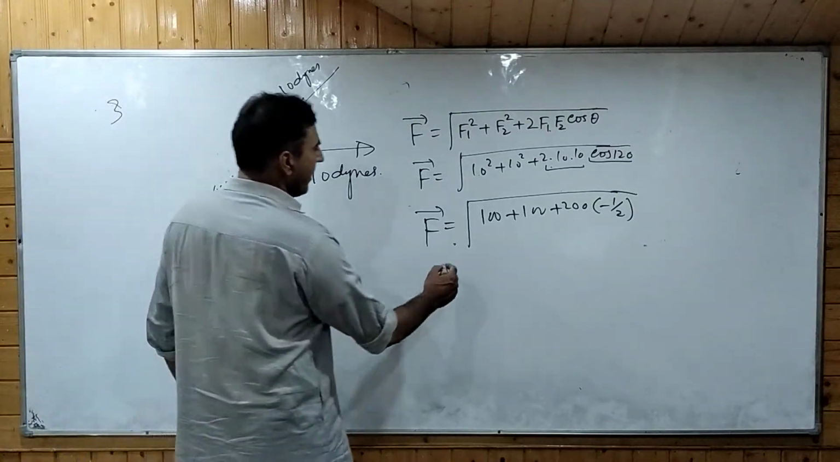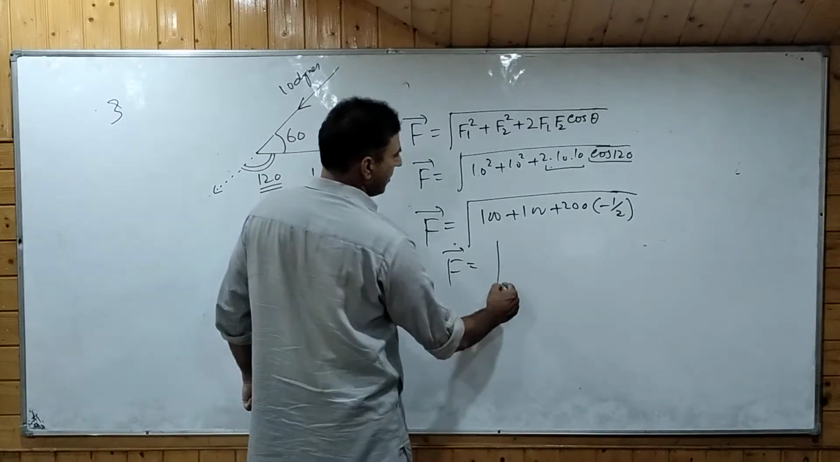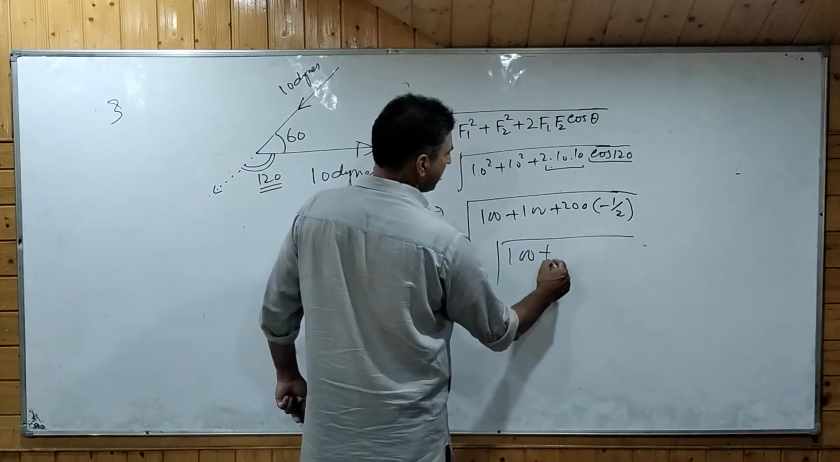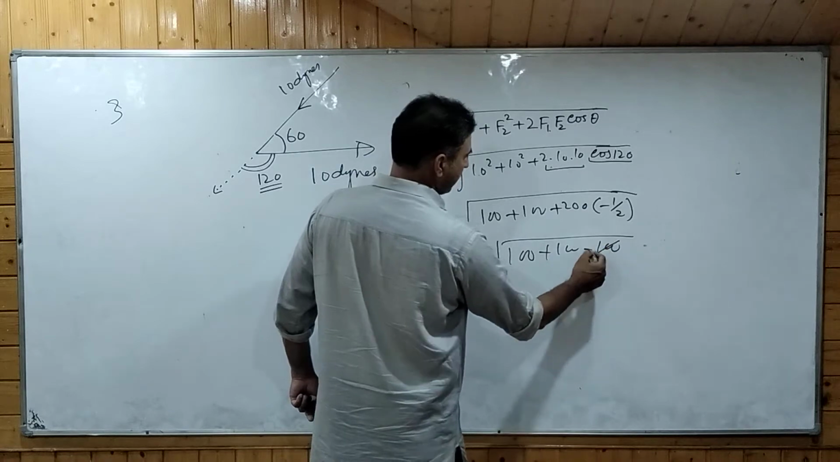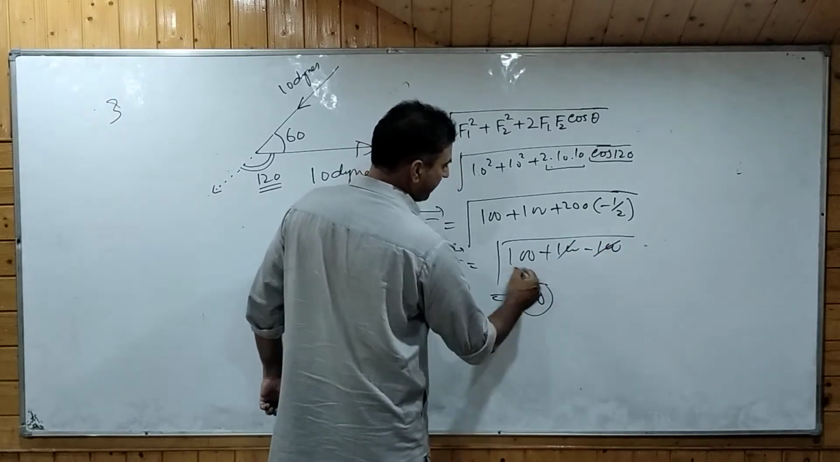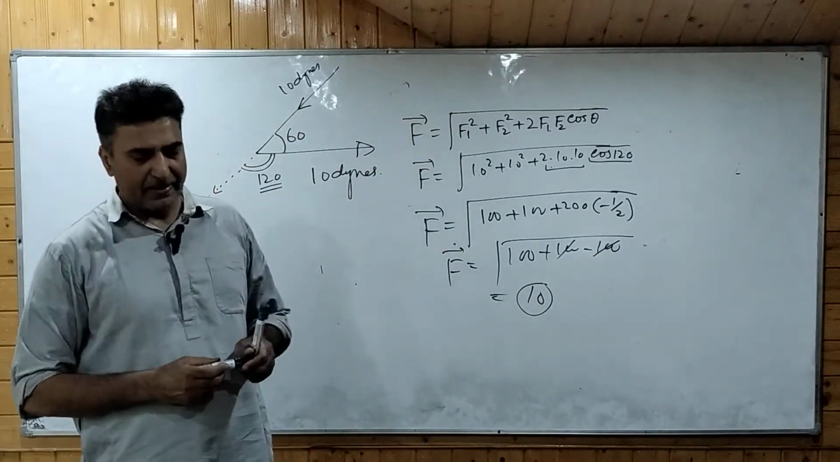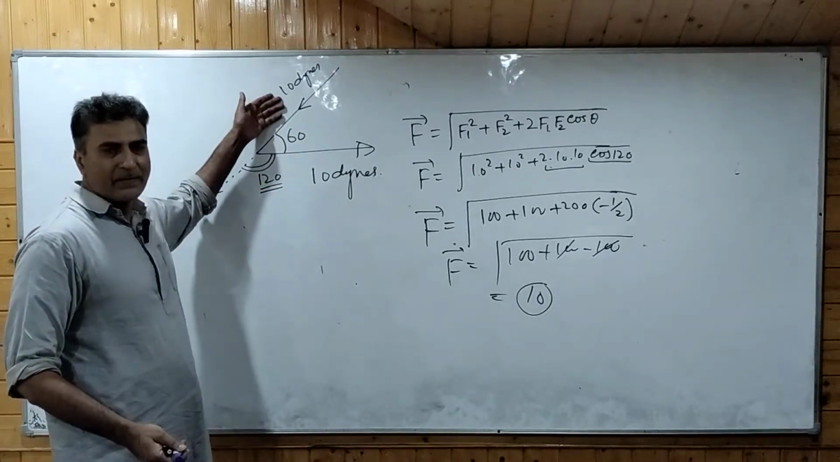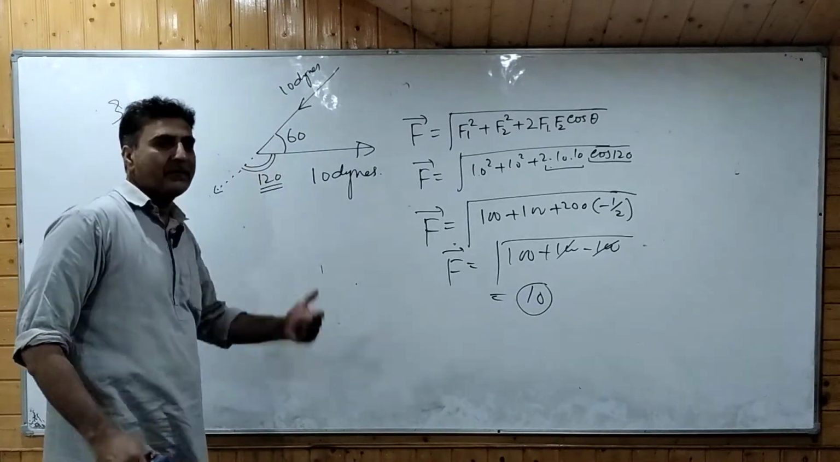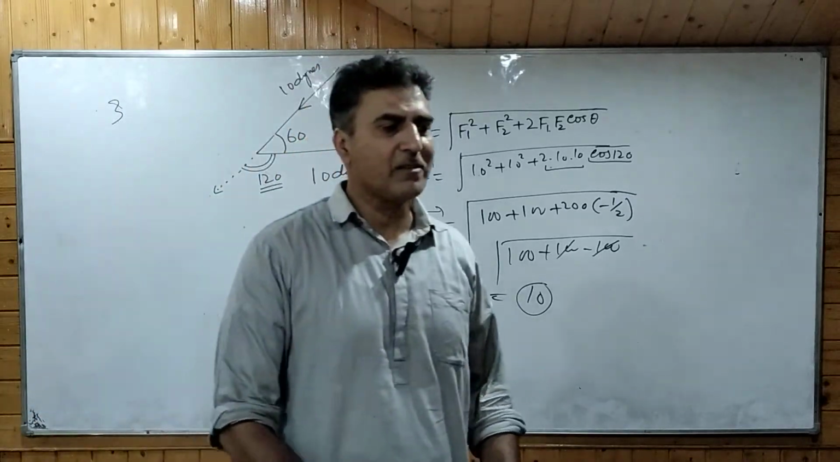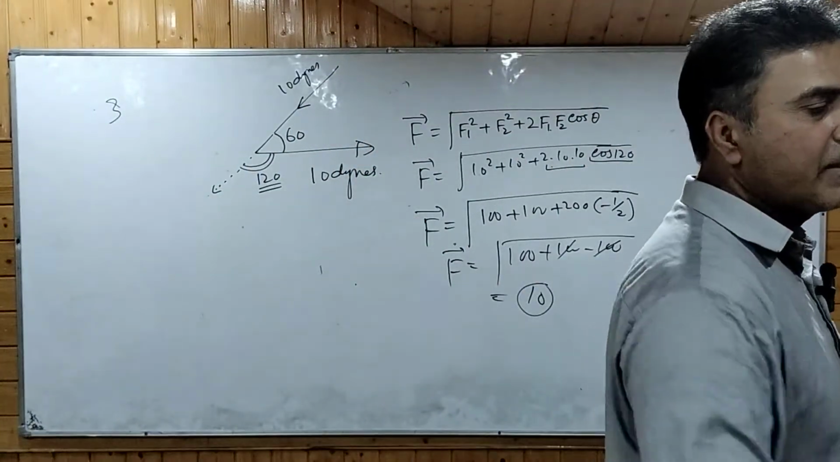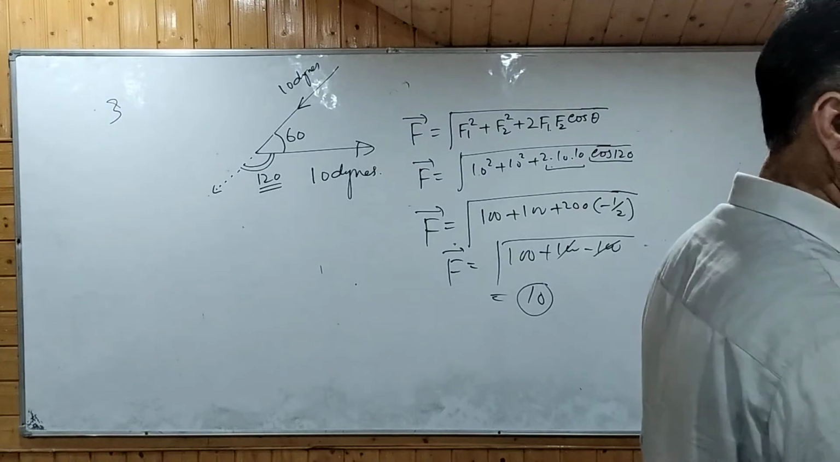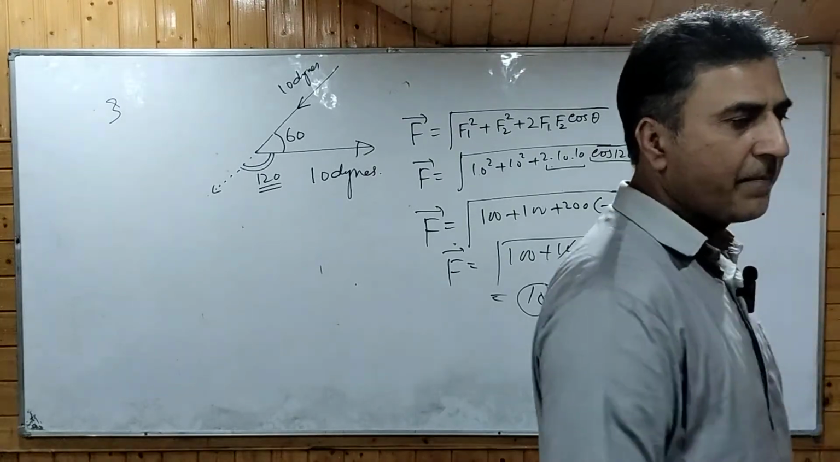Now F vector is equal to 100 plus 100 minus 100. This cancels, it is 10 again. Resultant is 10 again. So it is very interesting. 10 plus 10 makes 10. This is how vectors are. 10 plus 10 is 10.